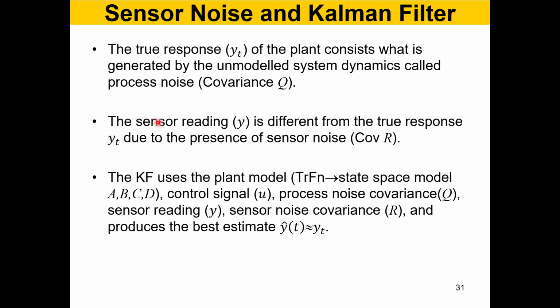Now, if you line up the blocks, you can understand, you have the modeled part of the plant, and you have some response from that, and you have unmodeled dynamics of the plant, and there you have another component. You add them together, and that is YT. But when you put the sensor in to read the response, the sensor has its own noise. So the sensor reading is Y. And the sensor has its own noise, as I said, and that noise can be represented by mean and covariance again.